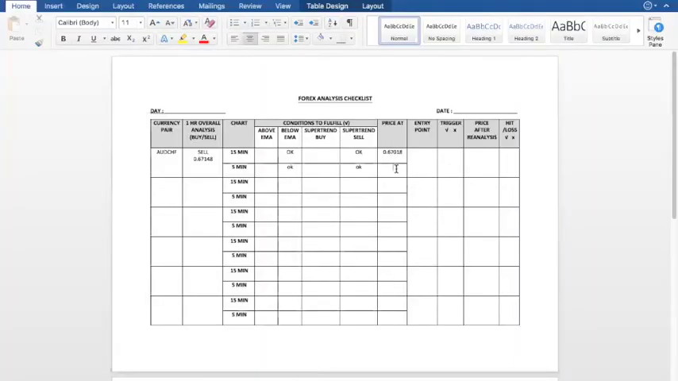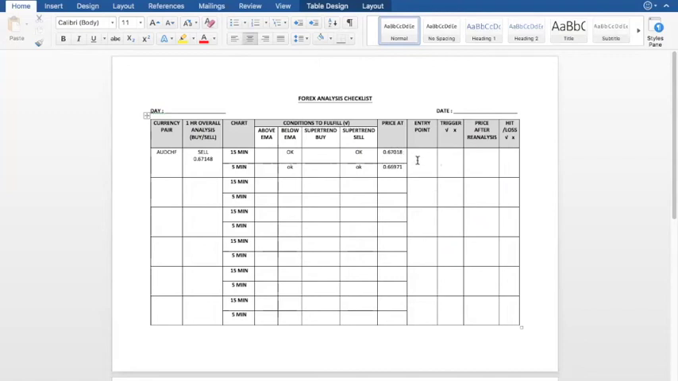So what's the price? 0.66971. Okay, so now it's giving you more on sell, isn't it? It's giving you more on sell. So that means by looking at this, I got more confirmation on the sell.